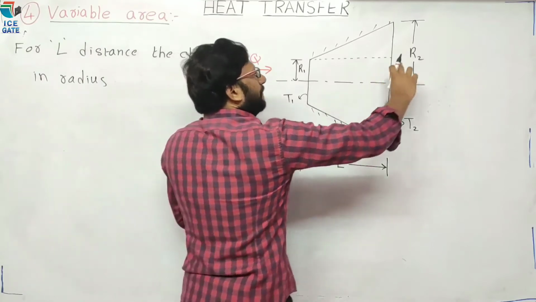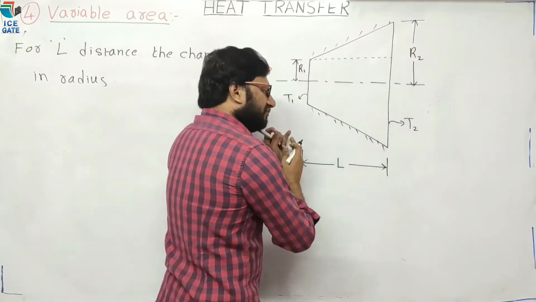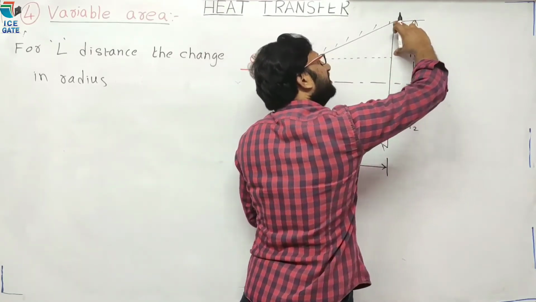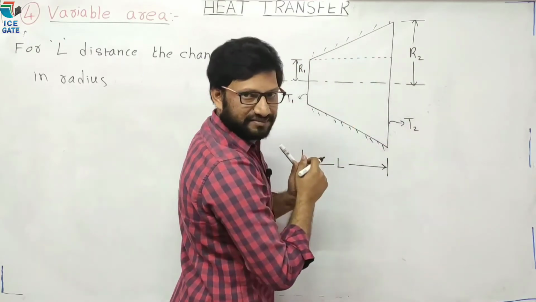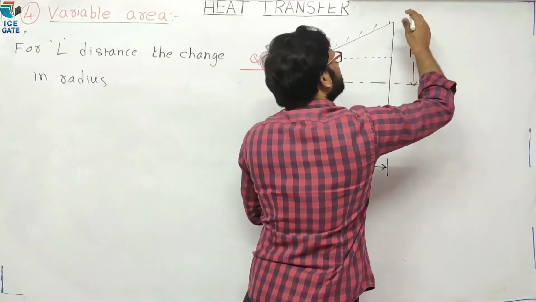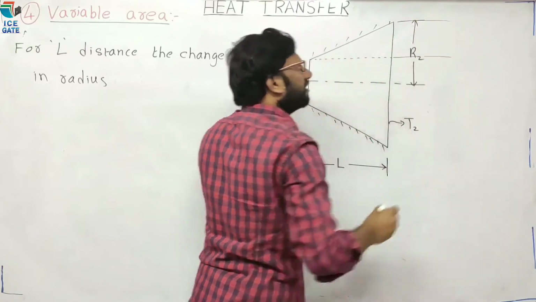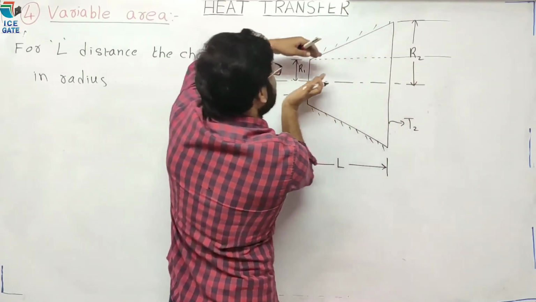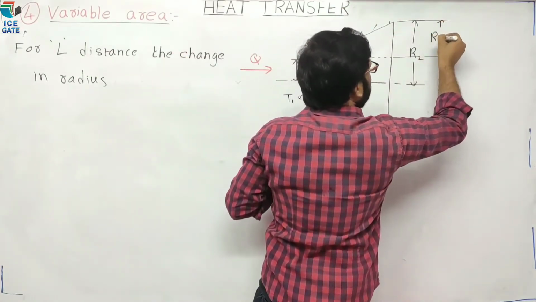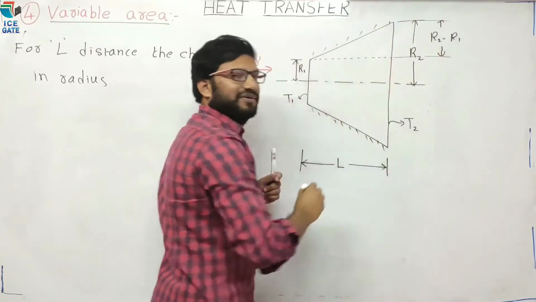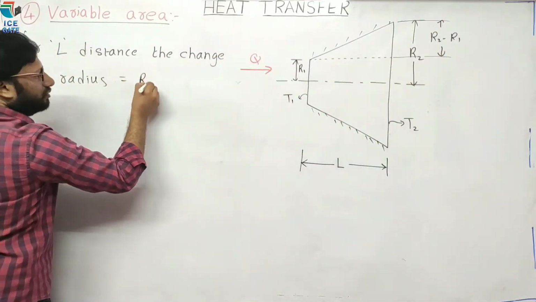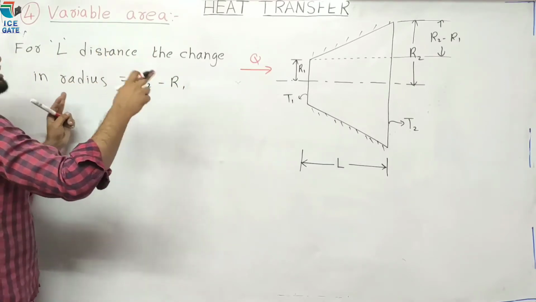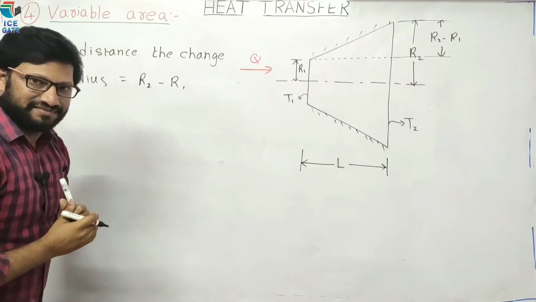Now see here, up to here the radius is R1. Now for L distance, what is the change in radius? This is the amount of change in radius of this section. Hope you understood. Now what is this change? Can I say this change is R2 minus R1? R2 minus R1. This is the change in radius for L distance.